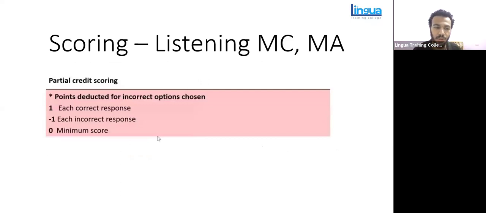And this is regarding the scoring system. Correct, you take a point. Wrong, you lose a point. But again, you never end the question with a minus. It has to be at least 0, but no less than 0 as a total score.